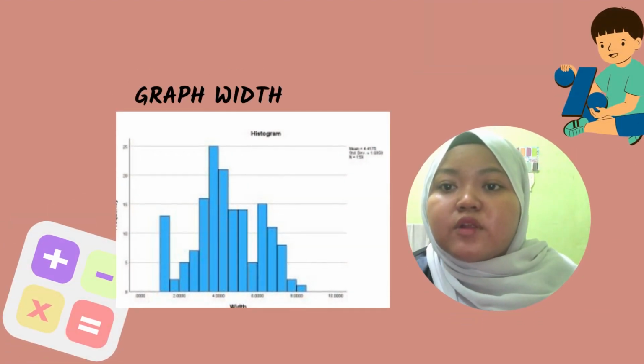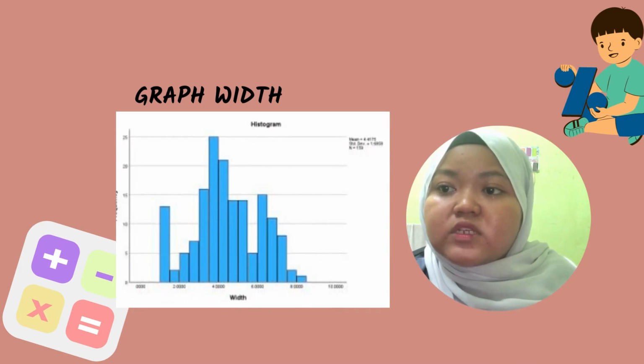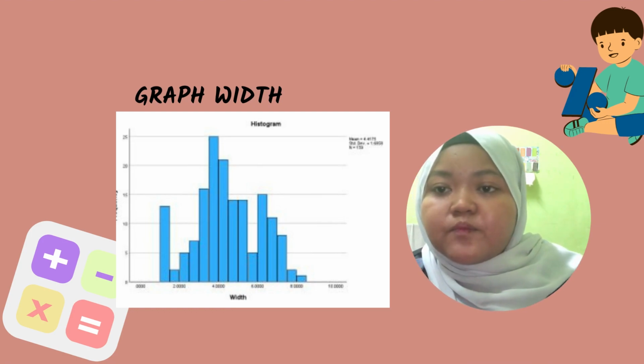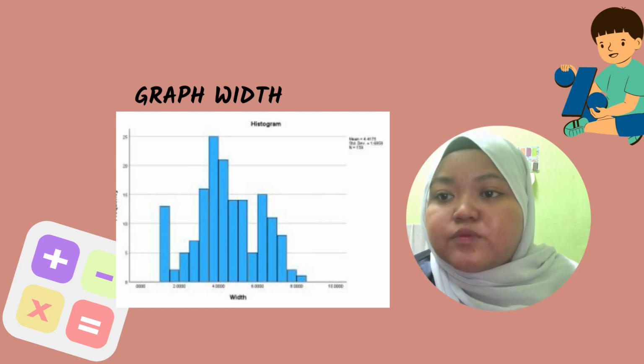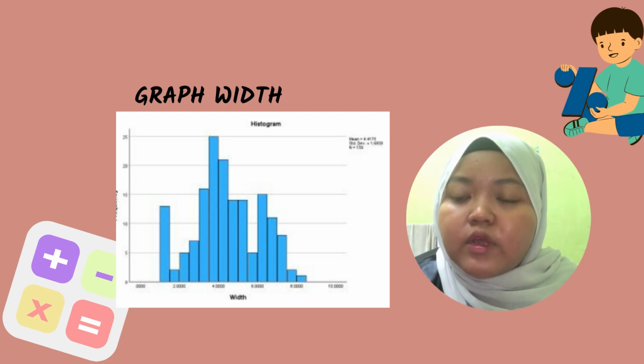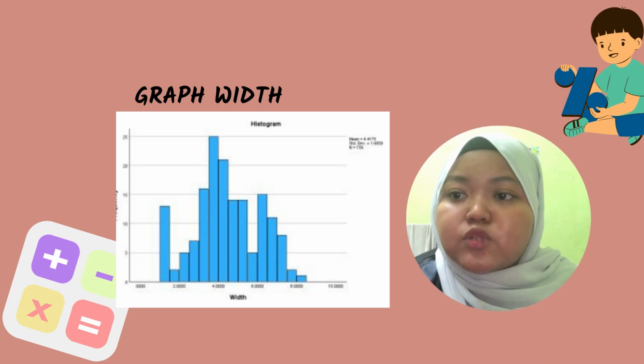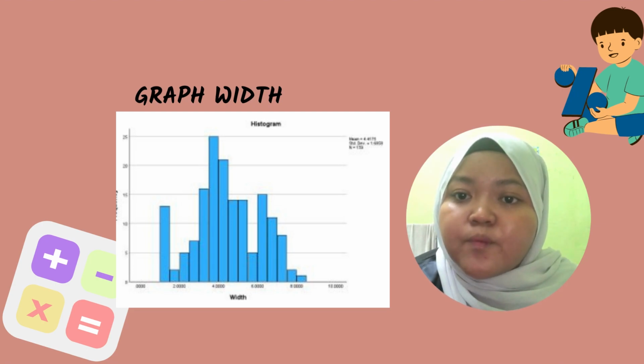Third, I want to talk about the histogram of the width, based on the previous graph using SPSS. The highest frequency in the SPSS histogram graph is greater than 25, while the second highest frequency is greater than 20. The smallest frequency is under 5.